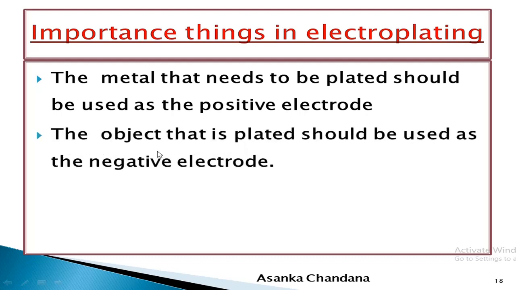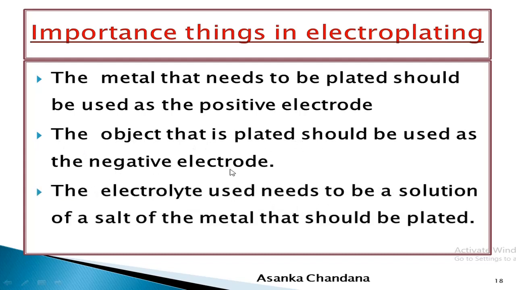The other important thing is the object that is plated. The object that is plated should be used as the negative electrode. Right now we have learned 2 important things in electroplating. One is that the metal that needs to be plated should be used as the positive electrode. And then the object that is plated should be used as the negative electrode, right?